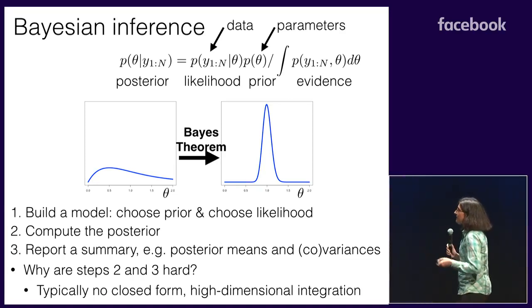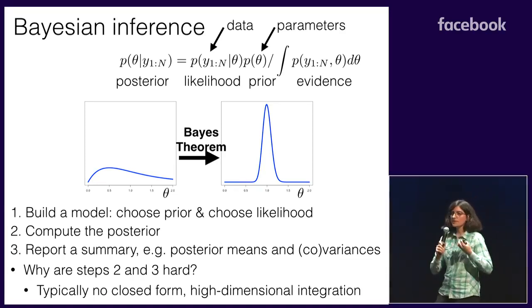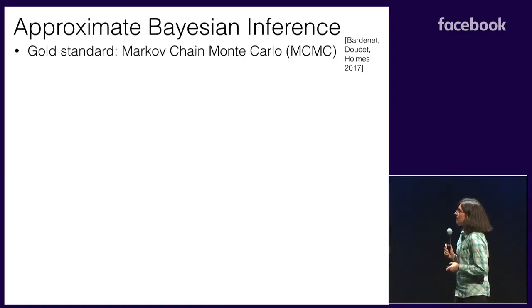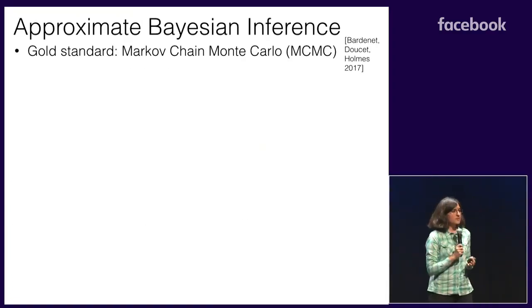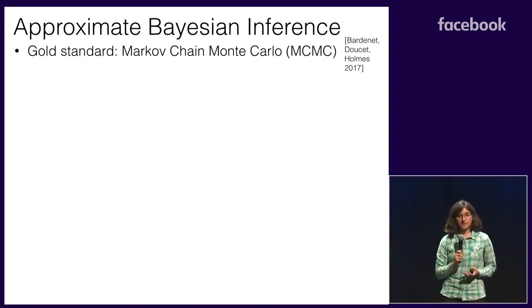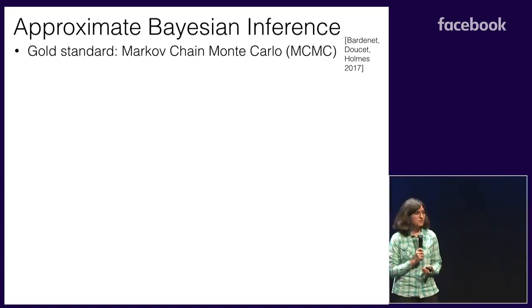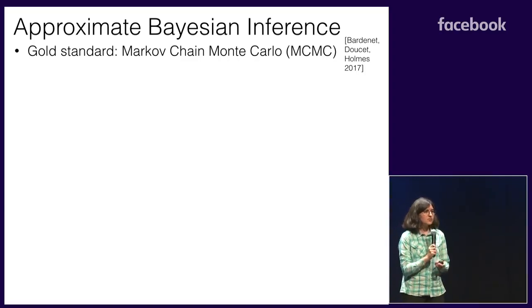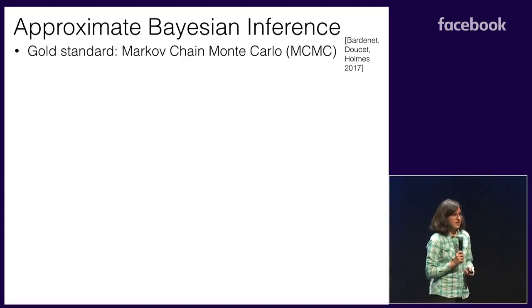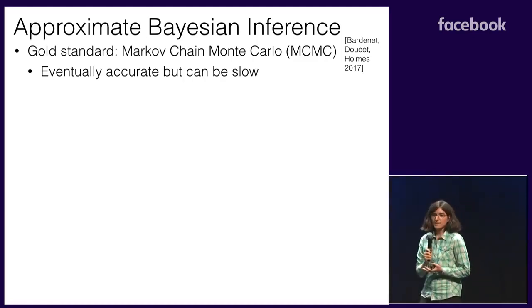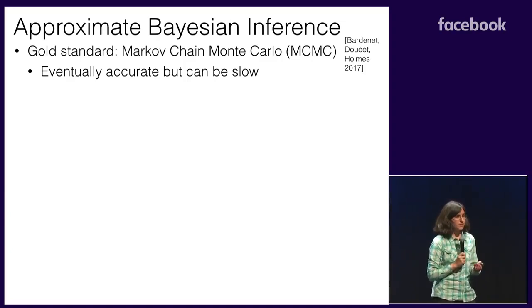Okay, so now let's start thinking about how we would actually deal with this. This is where the approximate Bayesian inference aspect comes in. Traditionally, the gold standard for this has been Markov chain Monte Carlo. It's been called one of the 10 most influential algorithms of the 20th century. It's extremely widely used, and one of the reasons is that it's eventually accurate. If you run it long enough, we know that you're going to get the right answer for your integration.